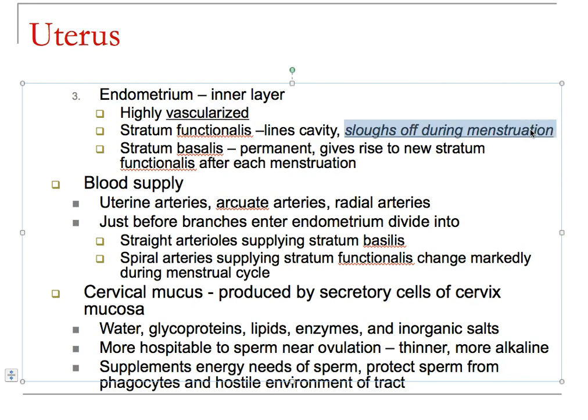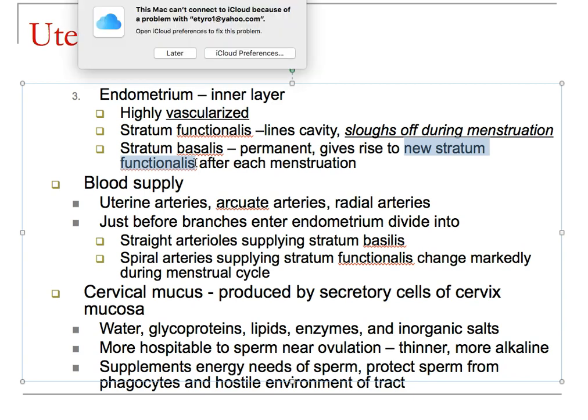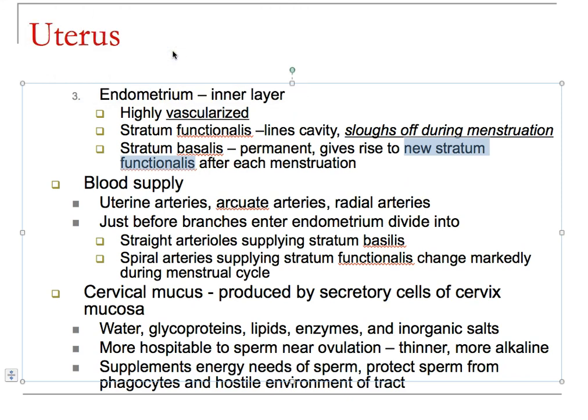What's going to happen, just like your skin, is the stratum basalis grows and gives rise to a new stratum functionalis. This is really important because we're going to regulate how this grows using hormones, and you can imagine what the hormones are going to be. If follicle-stimulating hormone and luteinizing hormone drive the regulation of oogenesis and ovulation, you're going to need to understand that the hormones that are made there are going to actually have to regulate now the biology of the endothelium.